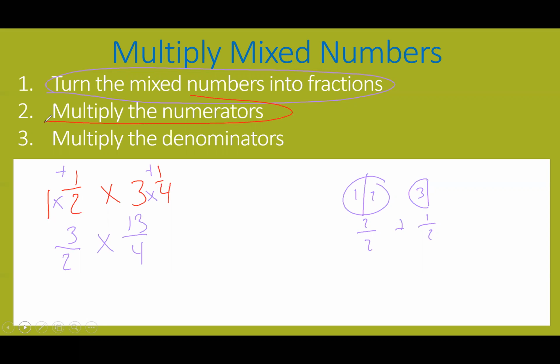Step 2, multiply the numerators. Here we go. 13 times 3. 3 times 3 is 9, and 3 times 1 is 3. I've got 39.